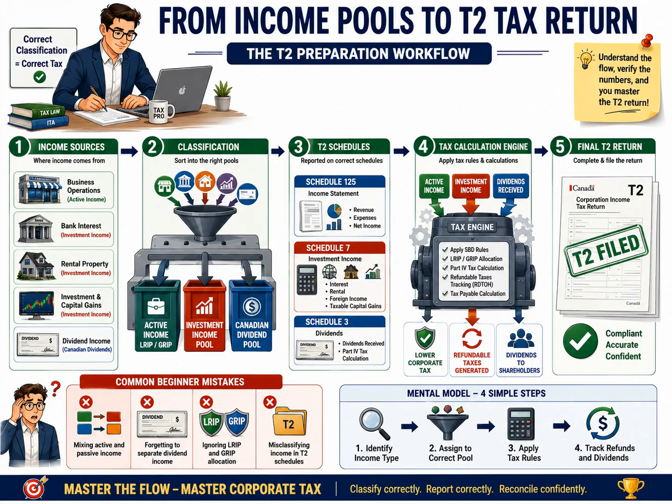At this point, the corporation's income has been properly classified, the correct schedules have been completed, and the final tax payable has been calculated. Notice the warning section at the bottom of the slide. Many beginners make mistakes by mixing active and passive income, forgetting to separate dividend income, ignoring concepts like LRIP and GRIP, or entering income into the wrong schedules. These errors can significantly affect the tax calculation.